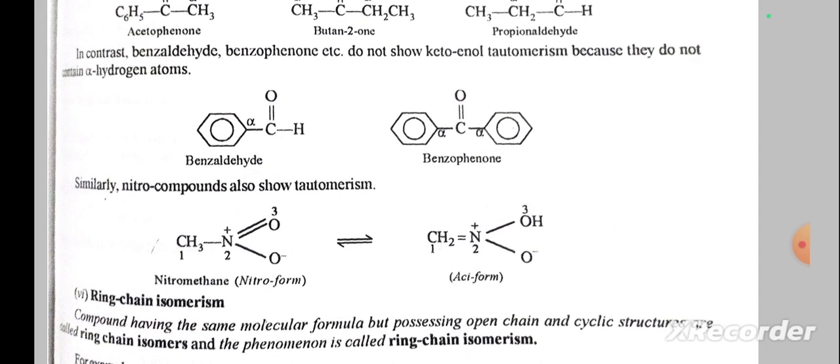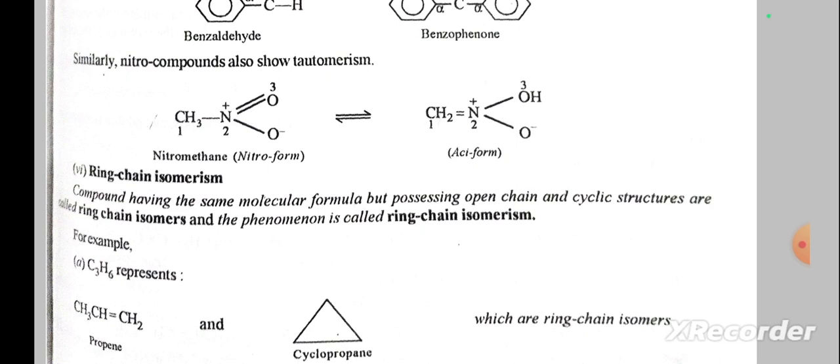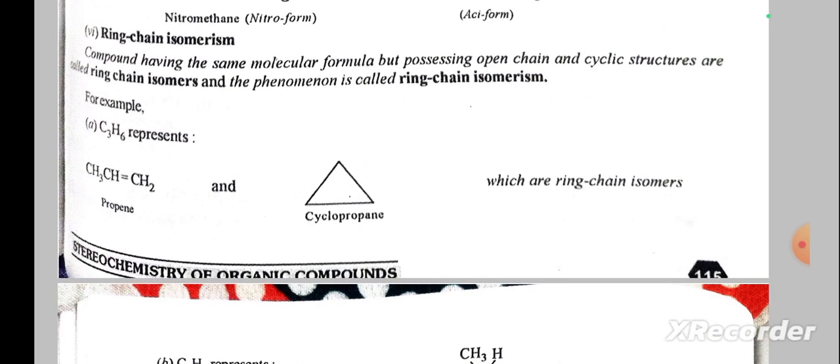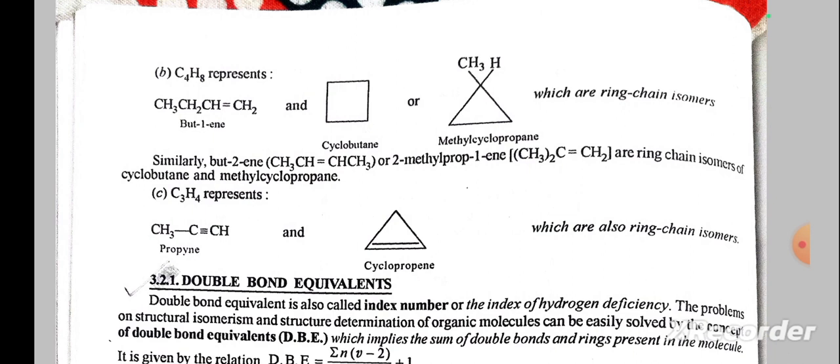Similarly, nitro compounds also show tautomerism. Sixth is ring chain isomerism. Compounds having the same molecular formula but different open chain and cyclic structures are called ring chain isomers, and the phenomenon is called ring chain isomerism. Example: C3H6 in the form of propene and cyclopropane, which are ring chain isomers. Similarly, butene or 2-methylpropene are ring chain isomers of cyclobutane and methylcyclopropane.